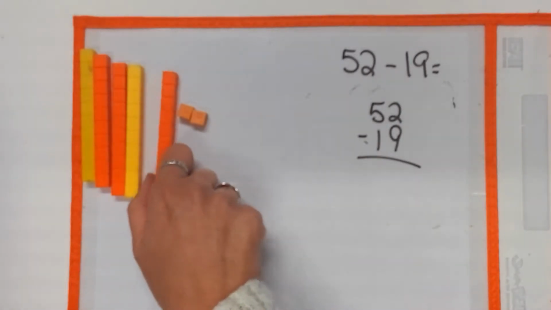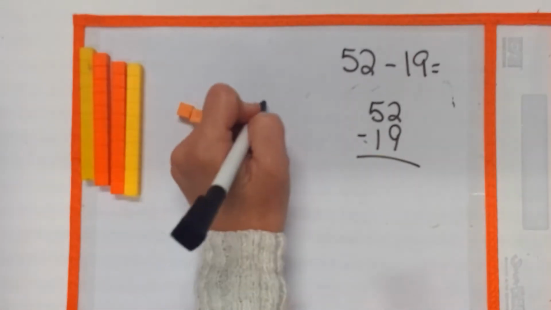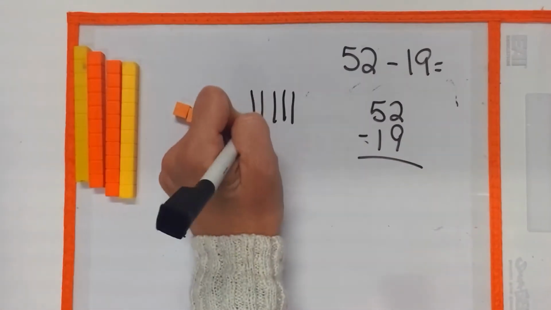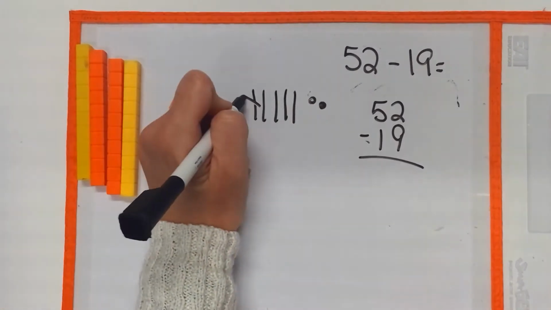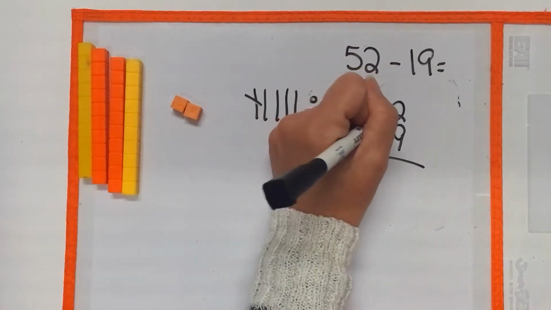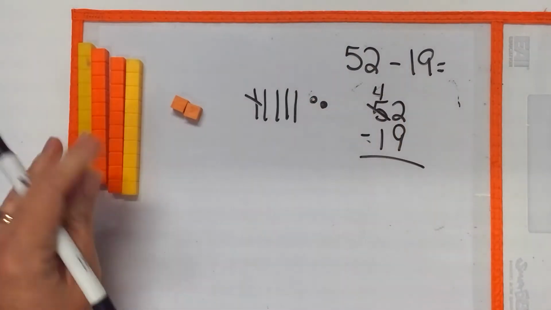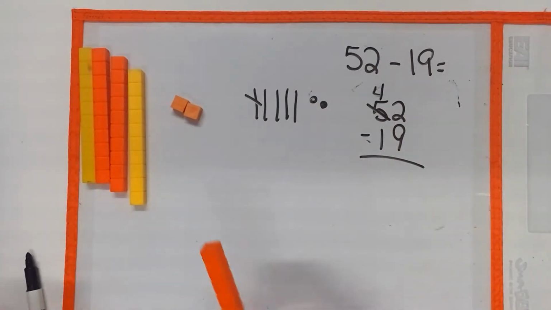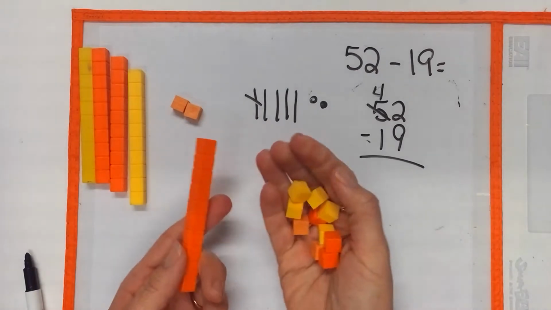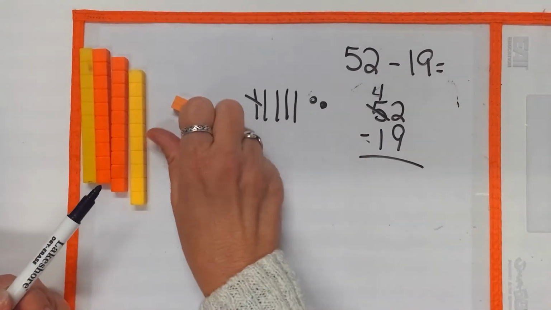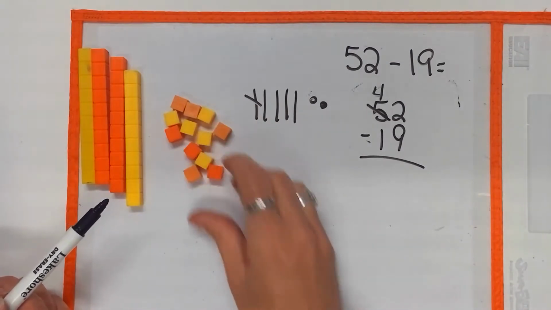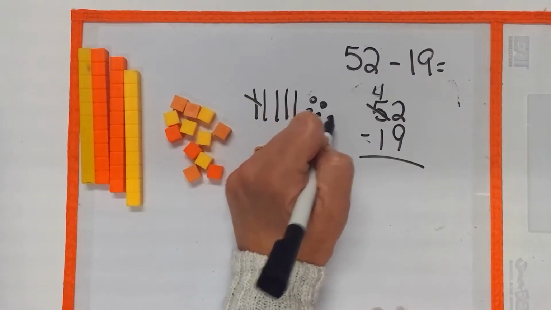Now we're going to regroup. So we're going to take 1 ten away. We need to put our pictorial model up here. We're going to take 1 ten away. I'm going to model that on the picture. I'm going to model that abstractly. I had 5, now I have 4 left. And this is where I have to make the trade of 10. I'm going to take this 1 ten that I took away and put it in my ones. So now I have 10 added here.